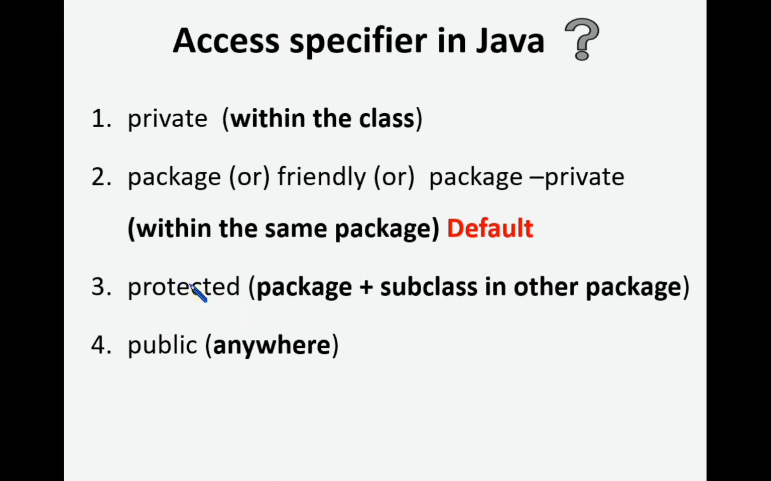What about protected? It is accessible within the package and also in subclasses in other packages. What about public? Public is accessible anywhere. So public members can be accessed within the same package and also inside other packages.